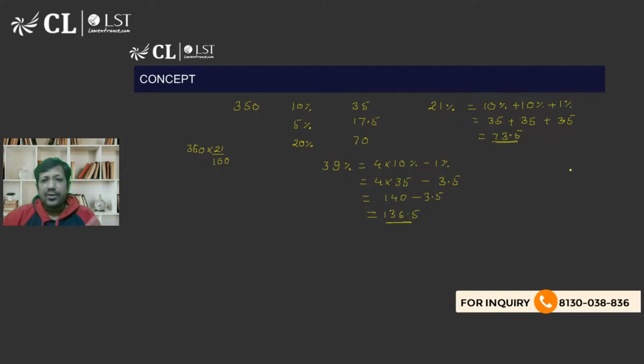So instead of that, if someone says I want to calculate 42% of 350, so what is 42%? 42% is going to be 4 into 10%, right? Plus 2 into 1%. So 4 into 10% means 10% is 35, 35 into 4, 140. 1% is 3.5. So 3.5 into 2 is 7. So this value comes out to be 147. So my answer to this question is going to be 147.